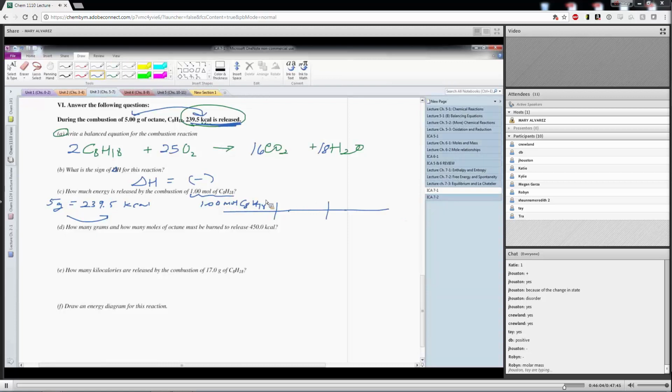I'm just going to add up 12 carbon atoms plus 18 hydrogen atoms, and I'm going to put the molar mass right here. So molar mass will allow me to convert from moles to grams, and then I can plug this in here, and I would put 5 grams of C8H18 on the bottom. It's going to give me 239.5 kcals. My moles will cancel here, my grams will cancel here, and then I'll be left with the energy that's released. So there's a few questions like this on the Chapter 7 homework, and this is exactly how you're going to do it.